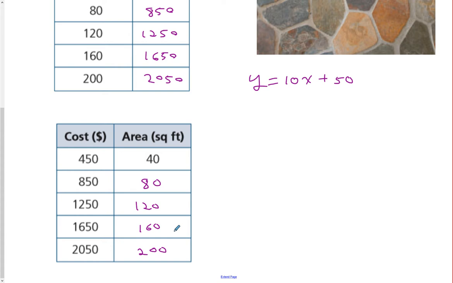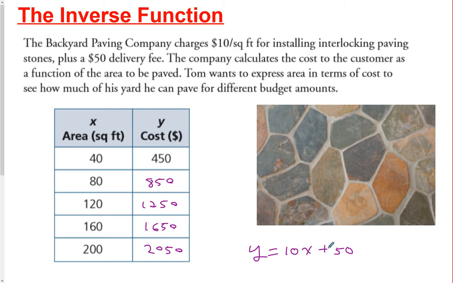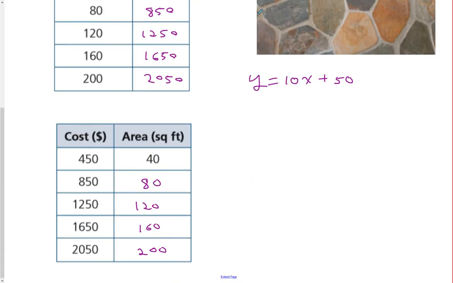Now it's a little less obvious what this function would be. So what would be the equation of this? The other one was easy. You take the square foot and, based on the problem, you multiply it by 10 and then add 50 to it. That was a nice easy equation to write. What would we write for this equation? Well, I actually know, but I'm not going to show you how just yet.